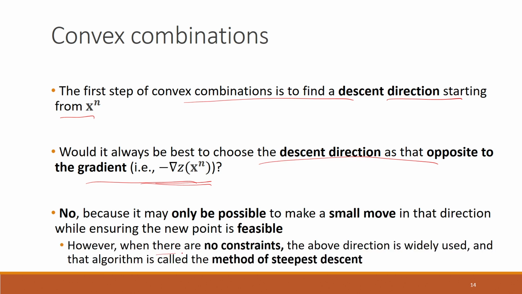However, when there are no constraints, the above direction is widely used, and that algorithm is called the method of steepest descent. When there are no constraints, that is, it is an unconstrained optimization problem, then there is no issue and we can decide to move opposite to this gradient direction, because then we will not have an issue that we might reach an infeasible region quickly if we go in that direction.